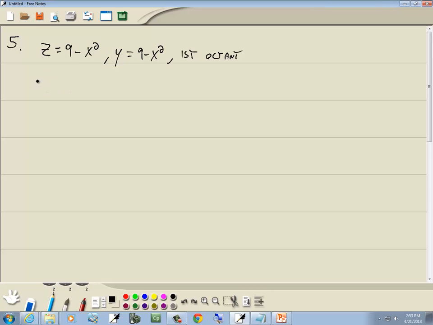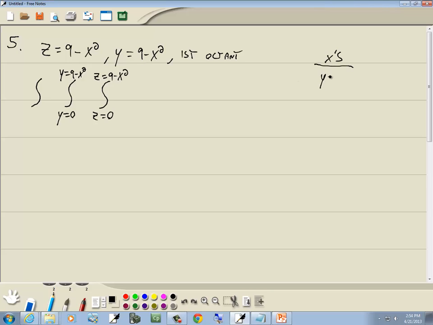Okay, so we got this right here, and we're going to start off at z is equal to 0, because remember what I said, they all start at 0. And then it's going to go up to z is equal to 9 minus x squared. Now for our y's, that's going to go from y is equal to 0 to y is equal to 9 minus x squared. It says right here, doesn't it? It says y is equal to 9 minus x squared. Now let's look at our x's.